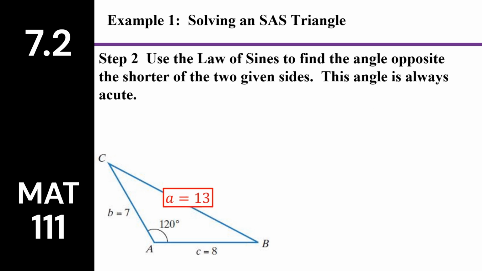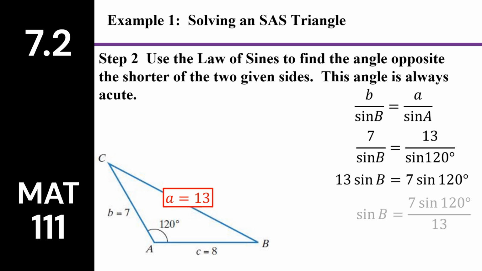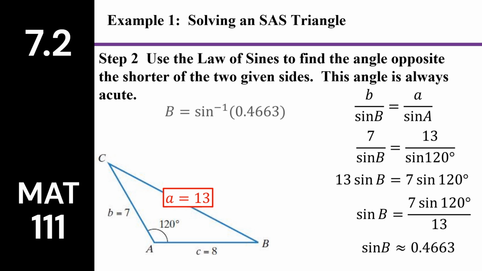For step 2, we can now use the law of sines because we have an angle and its opposite side known. When we do this, we're going to find the angle opposite the shorter side, and that's angle B. We know side a and angle A, and we know side b, so we can solve this using the law of sines. Cross multiply, divide both sides by 13, be sure your calculator is in degree mode, and find the sine of B. Since this value is less than 1, we know this is a valid angle, so we can find the inverse sine of 0.4663, which leads to B equaling 28 degrees. So we can label that on our triangle.